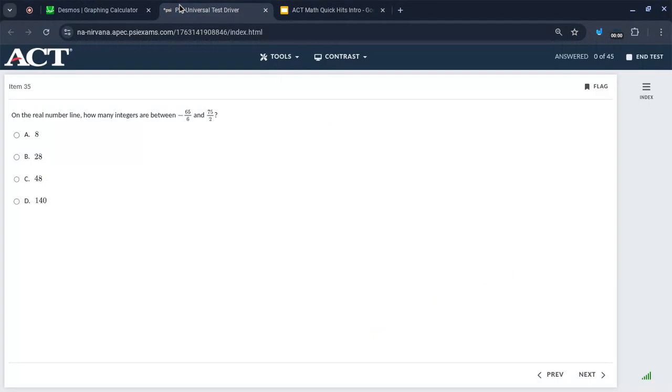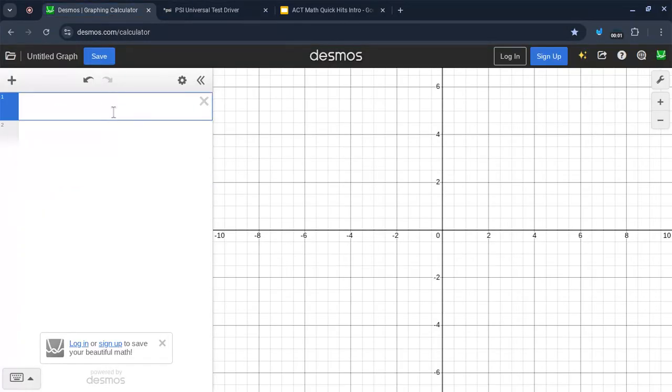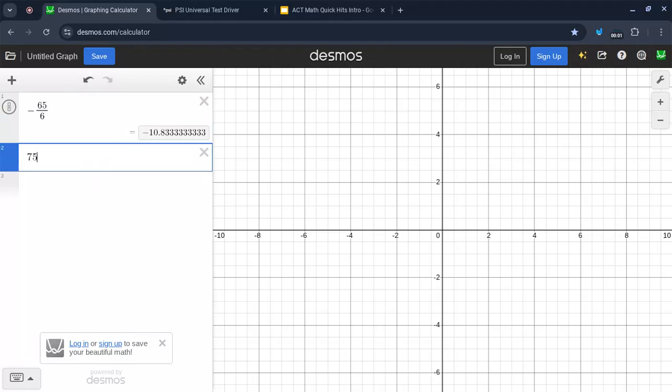All right, so it says, on the real number line, how many integers are in between negative 65/6 and 75/2? Well, let's see. Let's calculate those two values. You can see I already did that here. We got negative 65/6, right? We have our calculator, so we get negative 10.83, and then we have 75/2, and then we got 37.5.